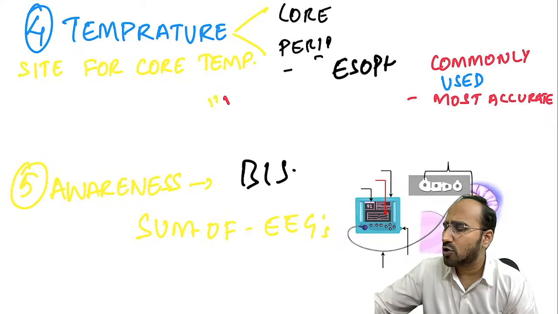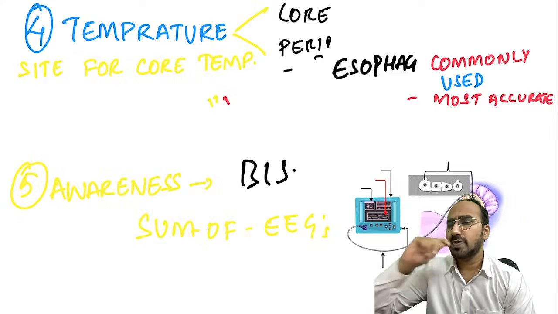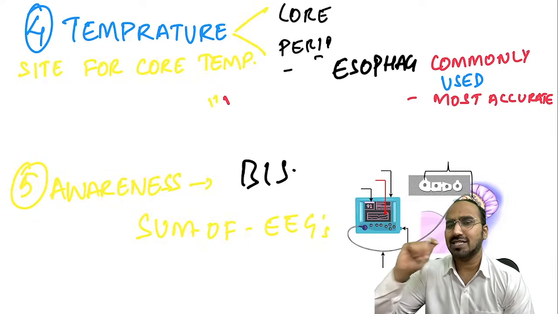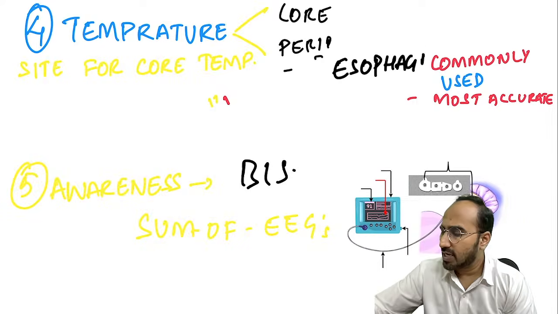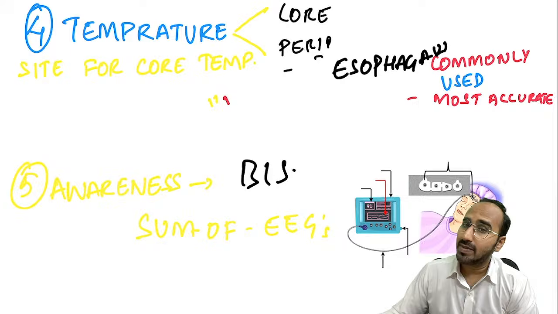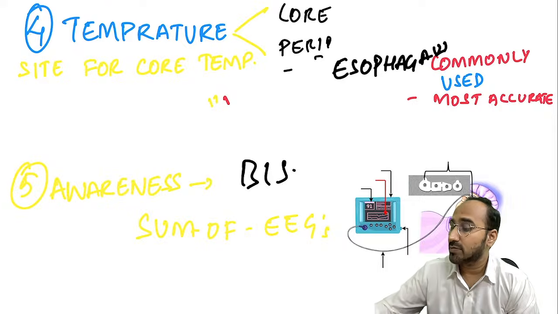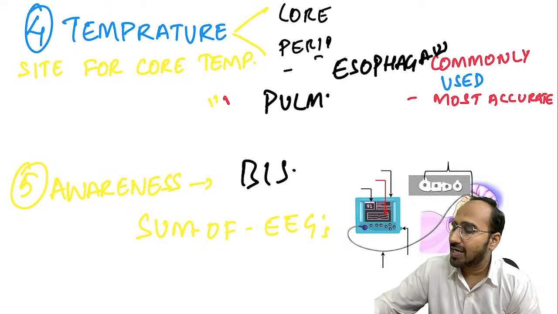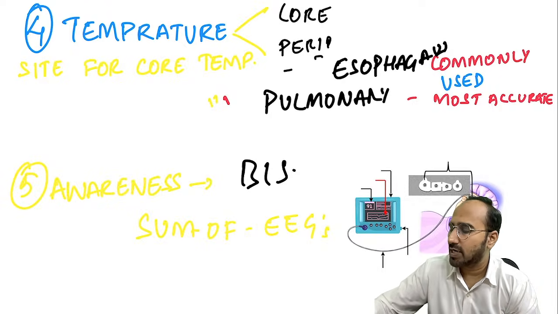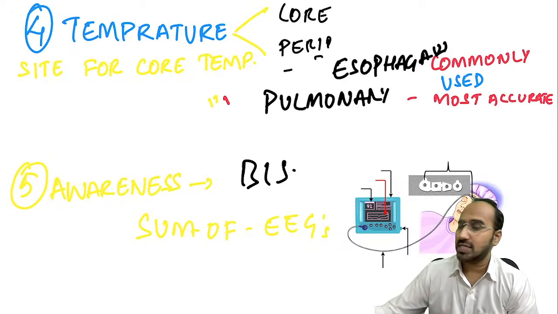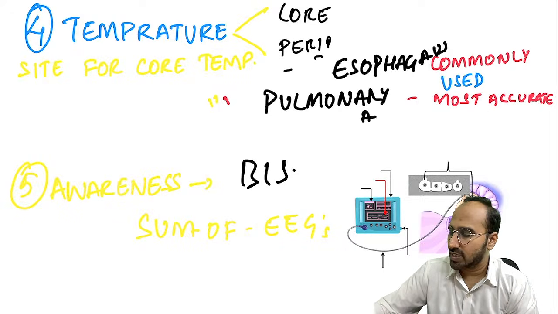Esophagus. We are taking a probe directly, keeping it in the mouth of the patient and pushing the probe inside, such as pushing the Ryle's tube. Okay? The esophagus is the commonly used site, but it is not the accurate one. Sometimes you might get wrong temperature. The most accurate is what? Pulmonary artery, most accurate site for temperature monitoring. But again, pulmonary artery means it's invasive. Hence, we are not using that.